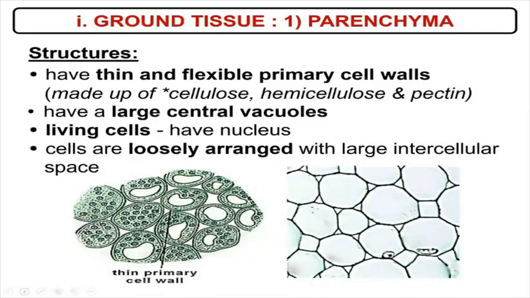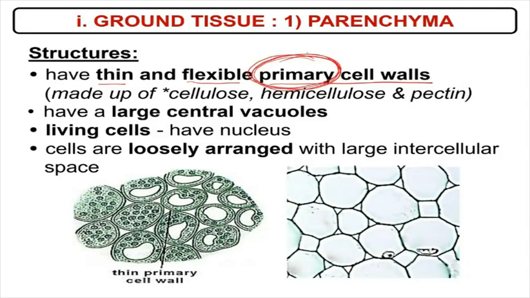So the keyword for parenchyma, to explain or to describe parenchyma, they have thin and flexible primary cell walls. Don't leave out the word primary. We must include the word primary cell wall if we want to describe the physical characteristics of parenchyma. So kenapa primary?